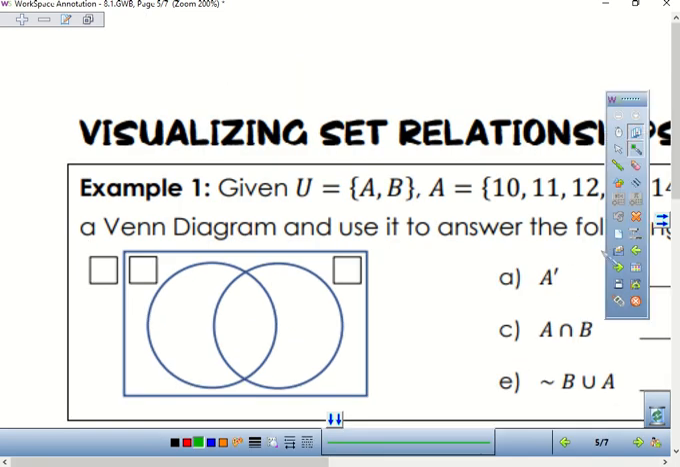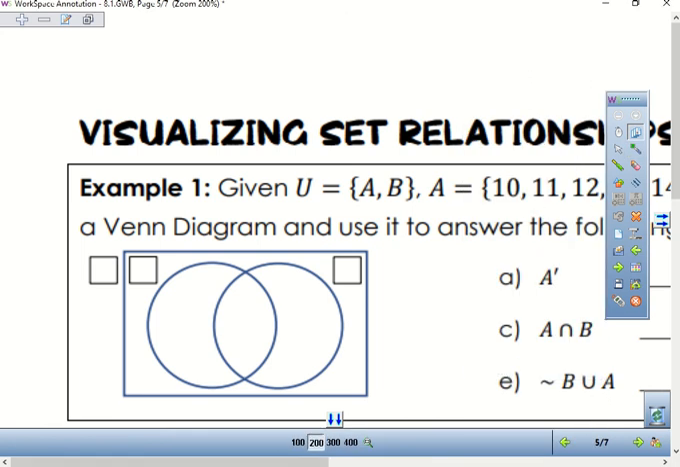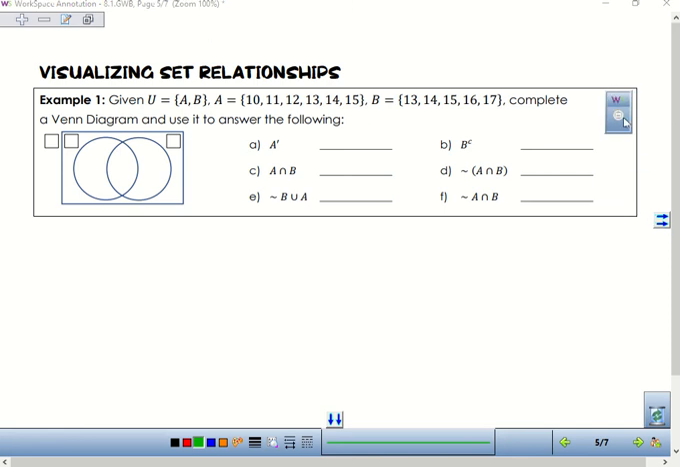So now let's talk about visual set relationships, and we're going to make our own Venn diagram. It says, given the universal set, A and B, we have set A and we have set B, and they want us to complete a Venn diagram and use it to answer the following. When you're dealing with these types of problems, it's really helpful to do the Venn diagram.